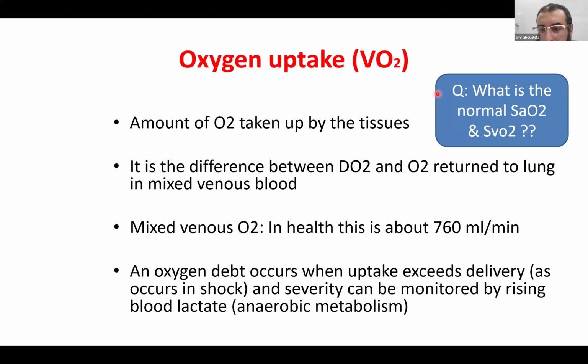If you have a problem in the oxygen delivery, the tissue can accommodate also to take up or extract more oxygen. What is the maximum uptake? Anyone know what is the maximum uptake by the peripheral cells? 40. It can be up to 50%. The peripheral cells or peripheral tissue can extract up to 50% of the oxygen delivered. This is the maximum.